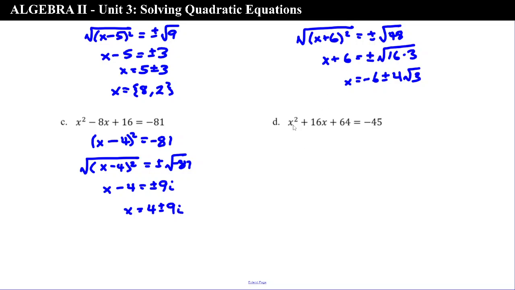And then in this last example, we have x squared is a perfect square. 64 is a perfect square. 8x times 2 is 16x. So we take the square root of the first, the square root of the last. The middle term is positive. And now we're ready to take the square root of each side.